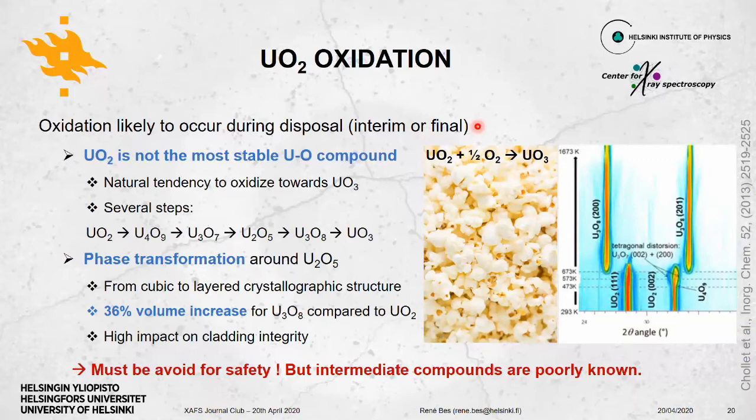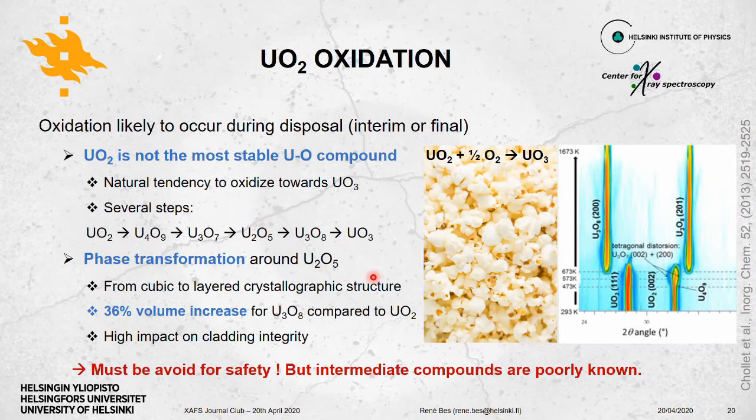happening through several steps or several intermediate compounds. Usually you may have U4O9, then U3O7, U2O5, U3O8. The big issue with that, okay, adding oxygen is not a big deal most of the time, but we have a phase transformation around U2O5 because we are changing the cubic crystal structure of uranium dioxide towards the layered crystallographic structure of U3O8, so around U3O5.